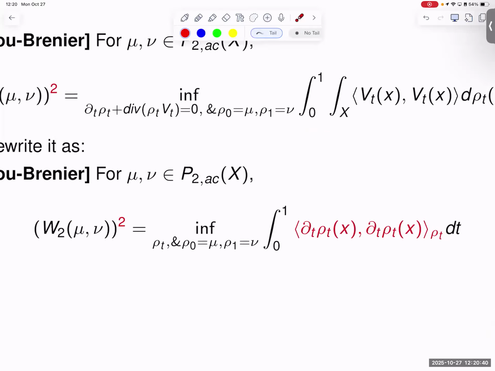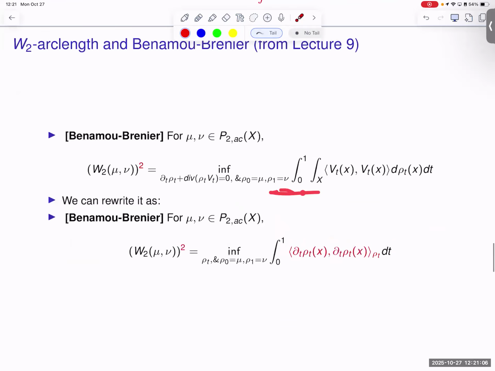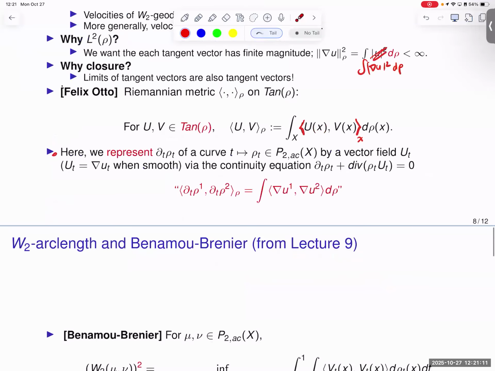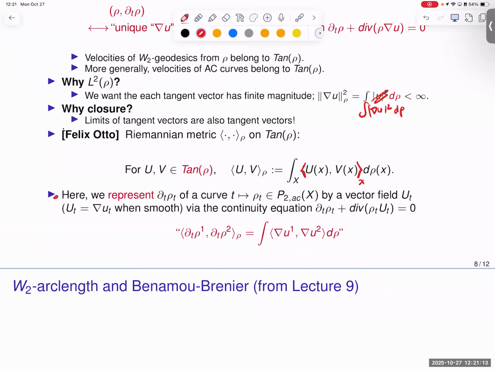It just says this Wasserstein distance is nothing but the minimum over curves between rho 0 and rho 1 of the energy of the curve, and this is nothing but the velocity squared integrated with respect to t. So I just rewrote this Benamou-Brenier formula using this Otto metric. So maybe I should call this the Otto metric.